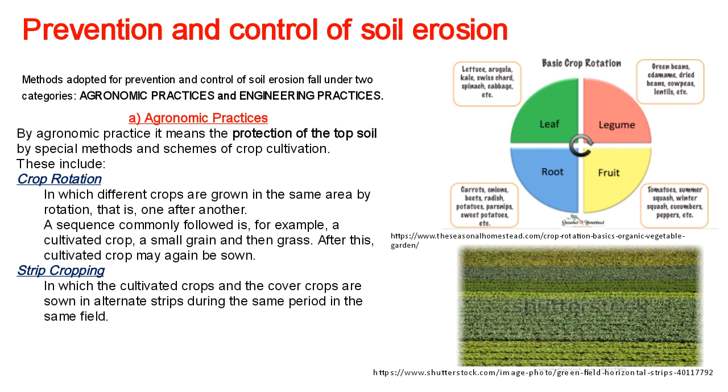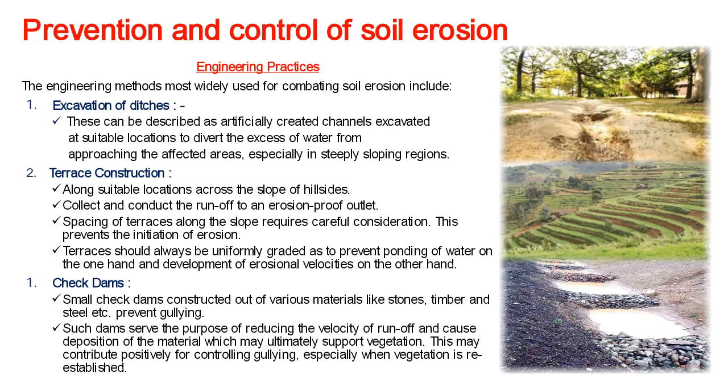Then prevention and control methods. There are broadly two methods. One is agricultural methods: by adopting some specialized agricultural techniques, we can prevent this erosion to some extent. On the other side, there are engineering methods such as excavation of ditches, terrace construction, check dam construction, etc. I am reducing the length of this video and not explaining unnecessarily, so I suggest you all go through this and do some extra reading also to make you informed about the whole process.